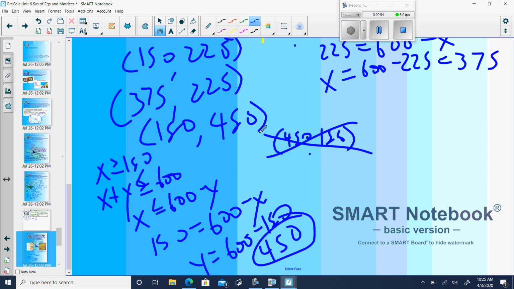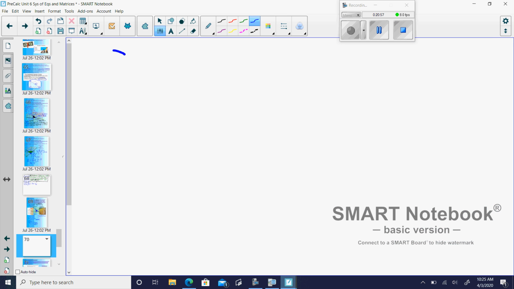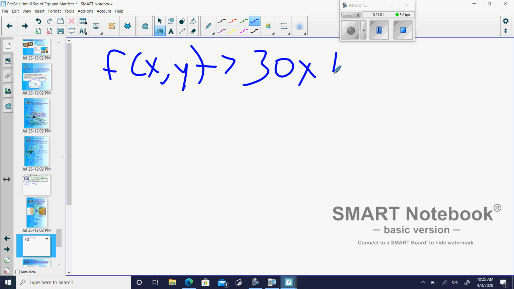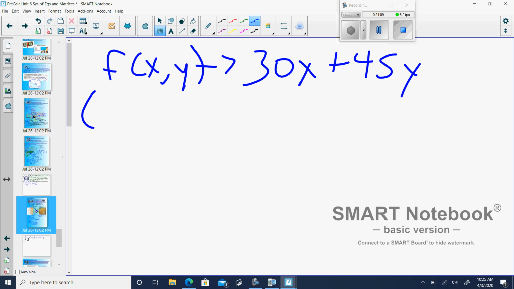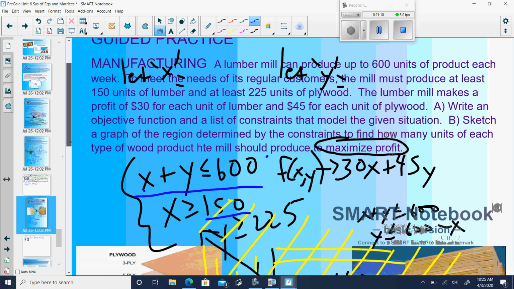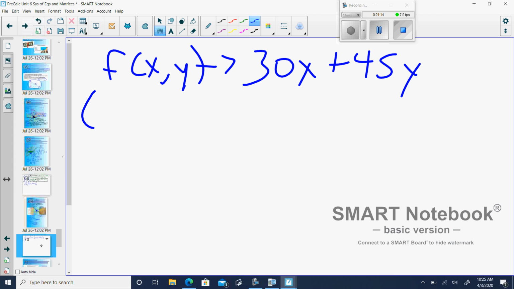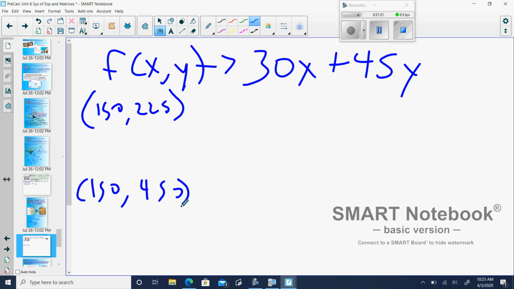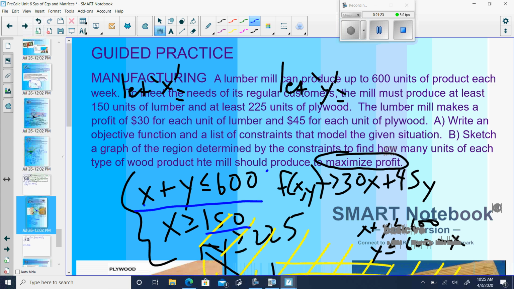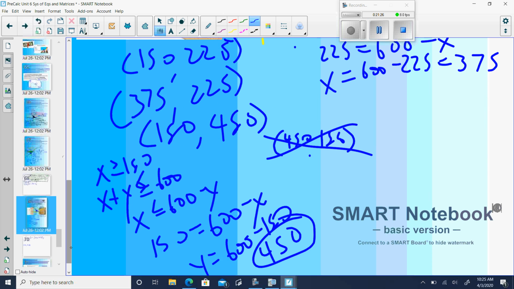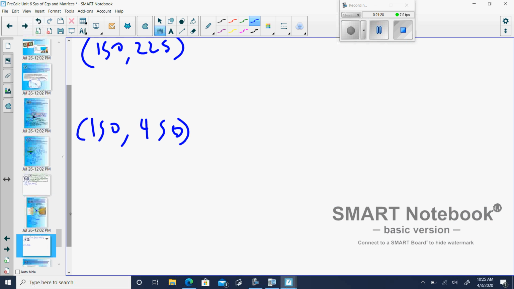So our third point is 150, 450. Now let's take those and let's do our f of x, y, right? So we have 30x plus 45y. So that's going to give us our 3 points, right? So we had 150, 225, 150, 450. And then we have 375, 225.